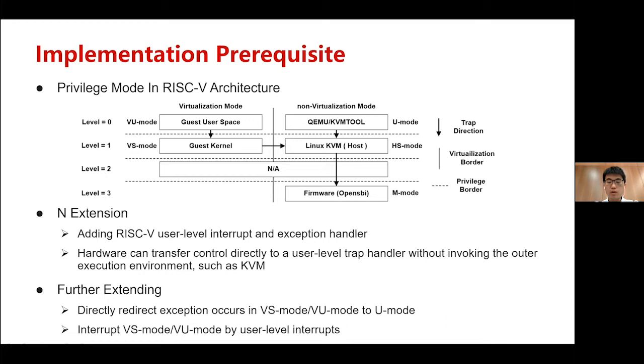Hardware can transfer control directly to the user-level trap handler without invoking the execution environment. To support HA-IOV, we further extend the N extension with the ability to redirect exceptions occurring in VS mode or VU mode to U mode, and the ability to allow VS mode or VU mode to be interrupted by user-level interrupts.